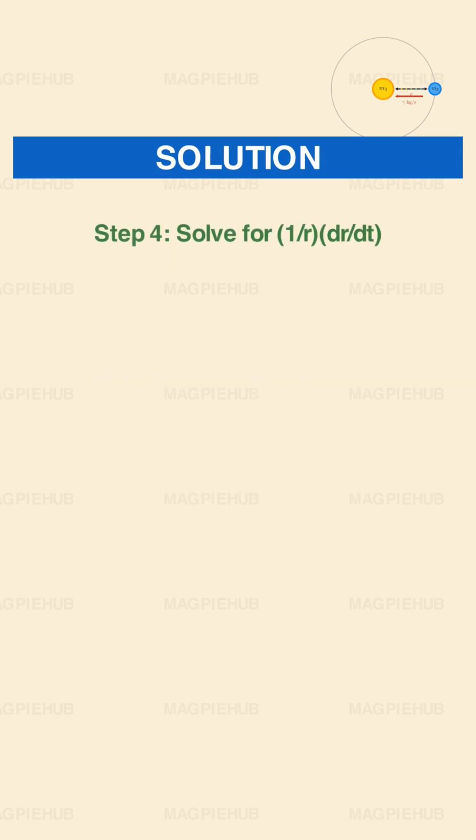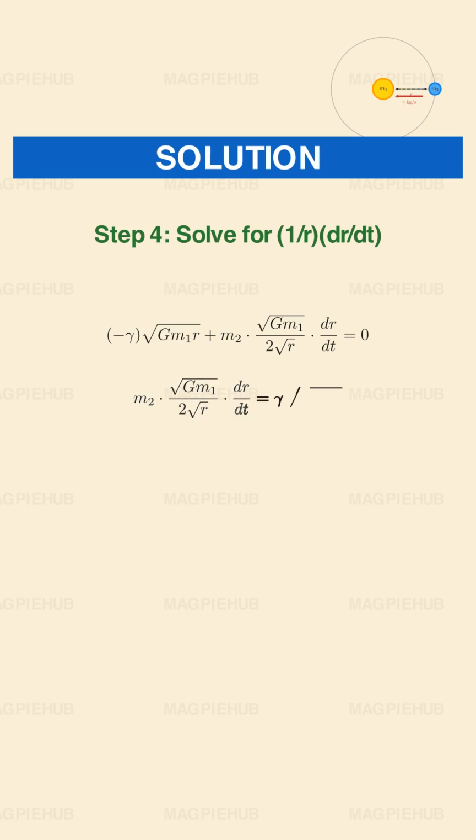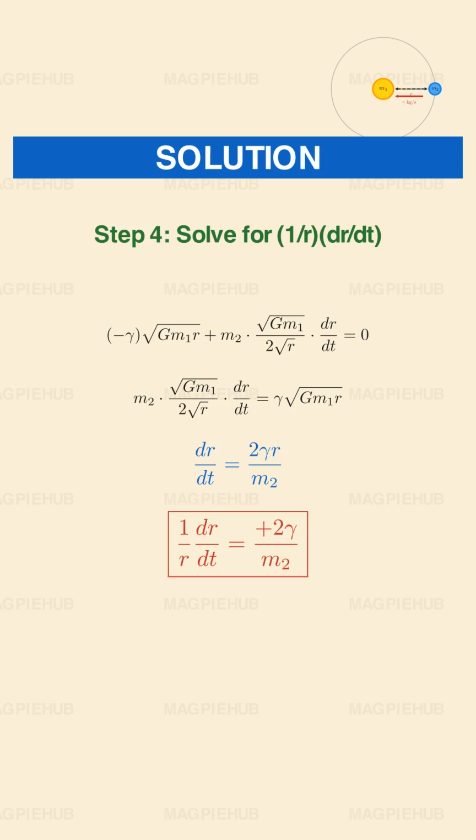Substituting dm2/dt equals negative gamma and simplifying, we get negative gamma times the square root of G m1 r plus m2 times the square root of G m1 over 2 square root of r times dr/dt equals 0. Solving for dr/dt, we find dr/dt equals 2 gamma r over m2. Therefore, 1 over r times dr/dt equals positive 2 gamma over m2.